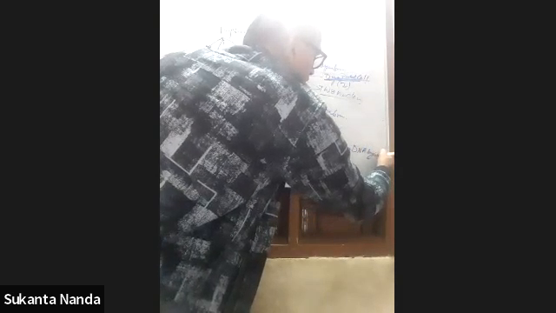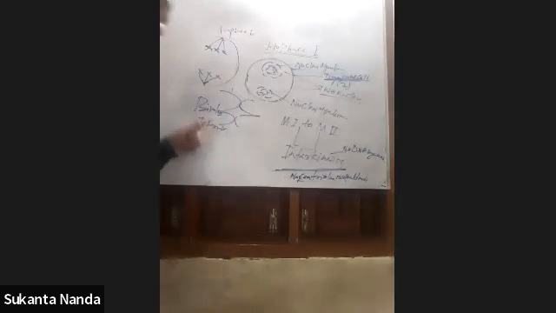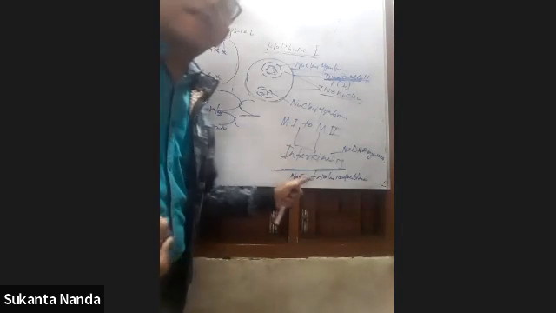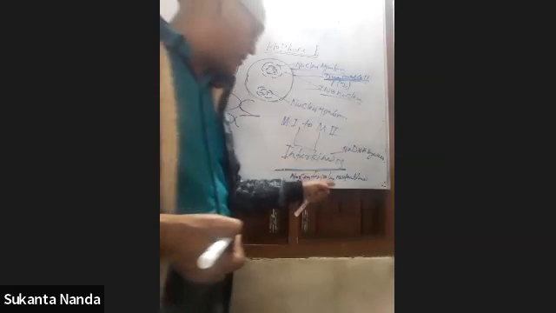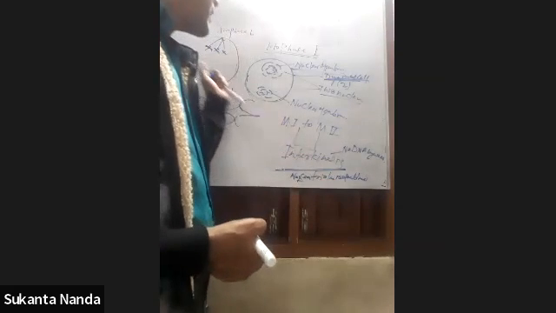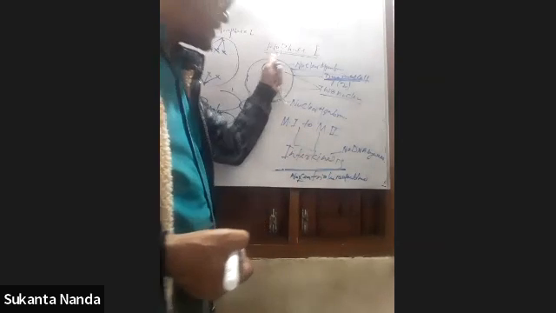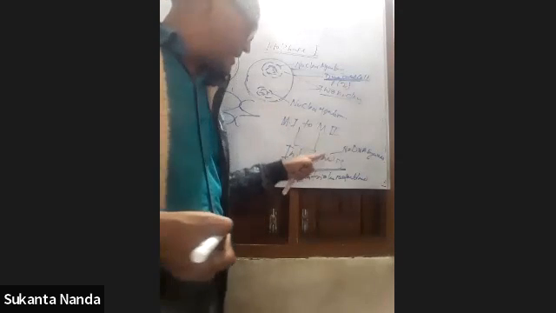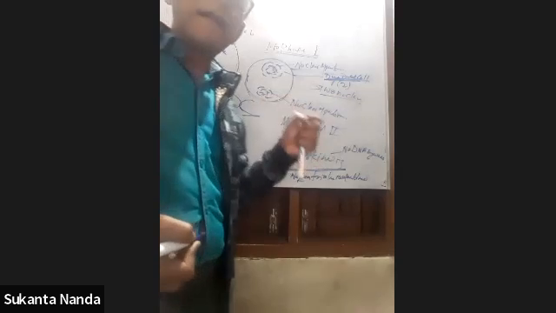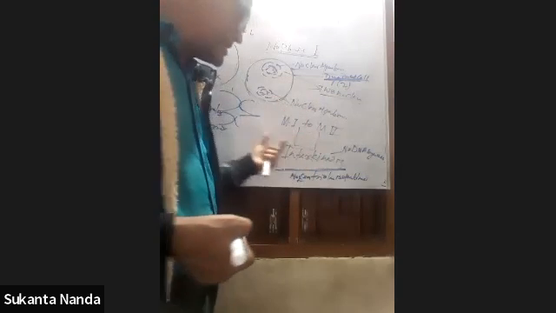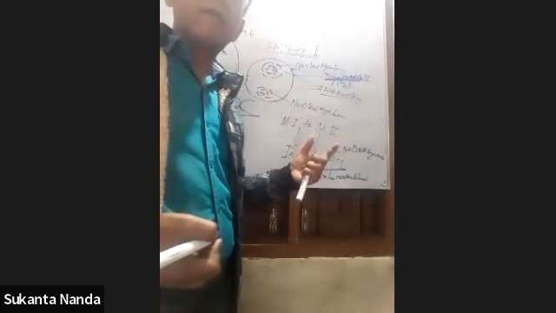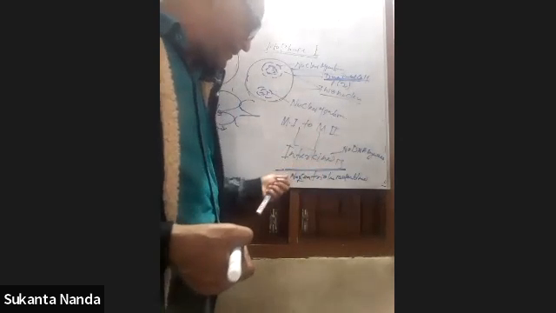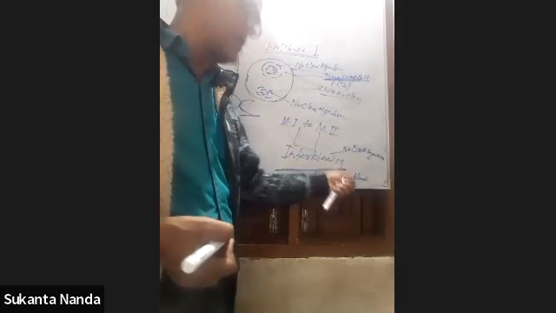No DNA synthesis takes place here. The number of centrioles is doubled in the interkinesis. Why? Interkinesis comes after telophase. This phase is temporary and momentary, for a short duration. In this phase, the number of centrioles is doubled.